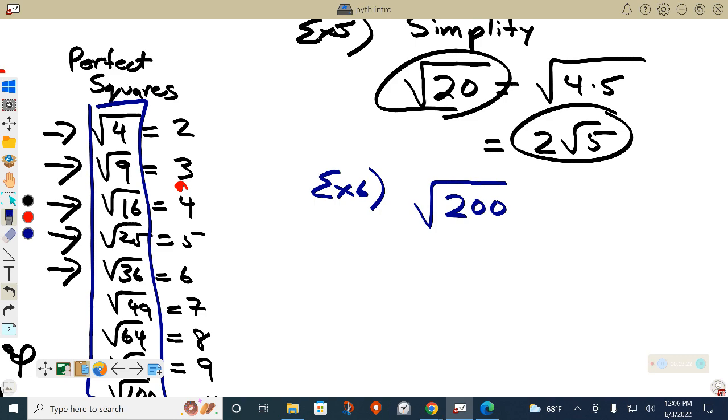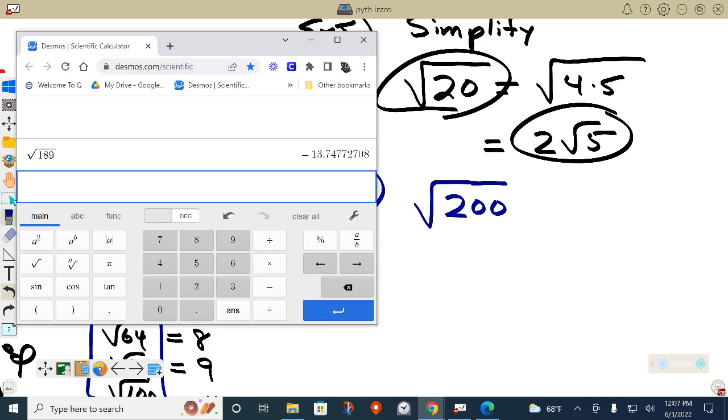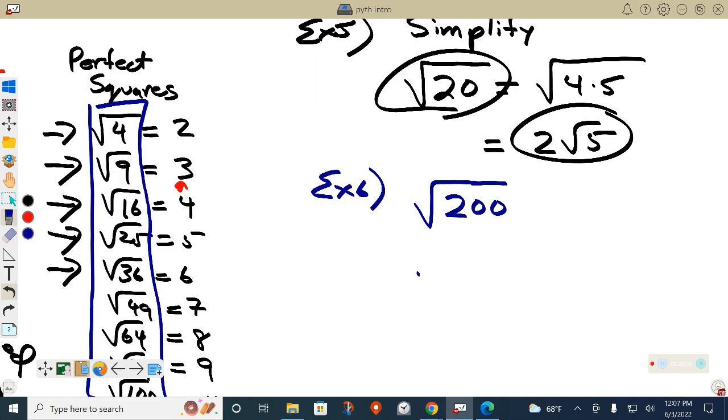All right. 200, is that irrational or is that rational? Who said irrational? Why? Give me an argument. You're right. Help him out. Right. It's infinite. In other words, if I punch that puppy in, watch. Square root of 200. Yikes. Square root of 200. It goes on forever. So we got to simplify that puppy.